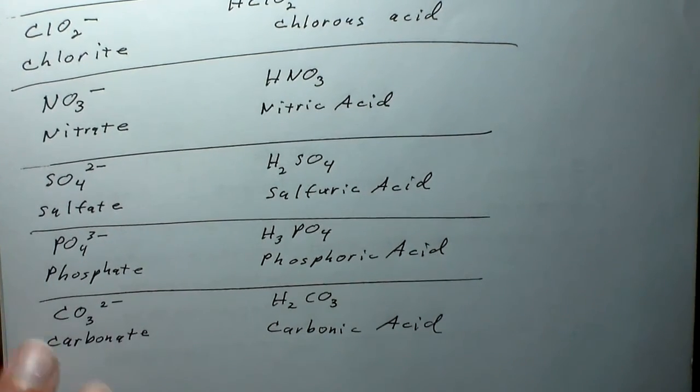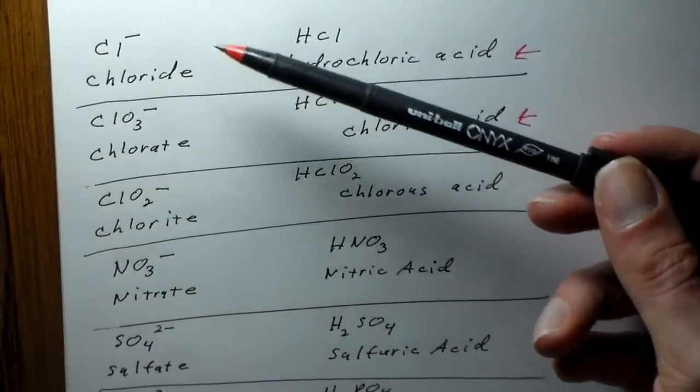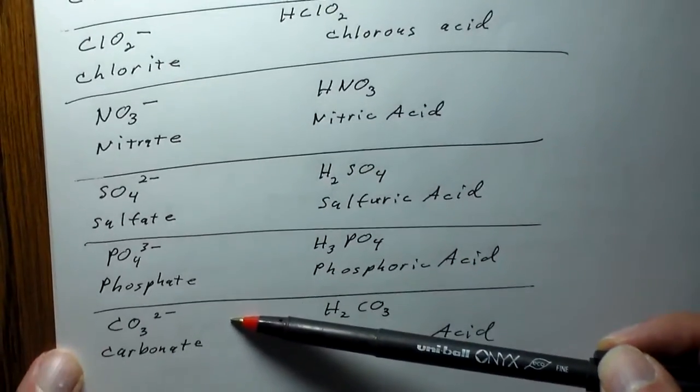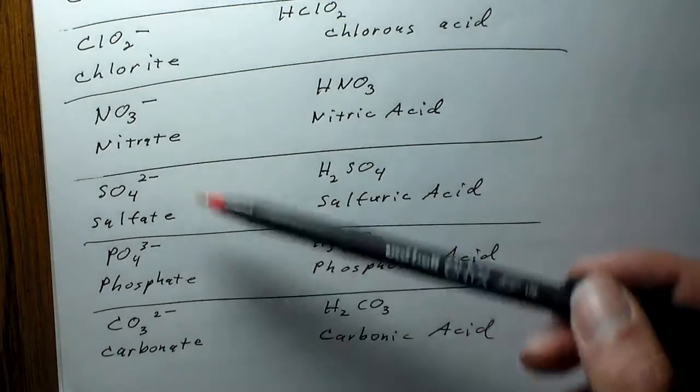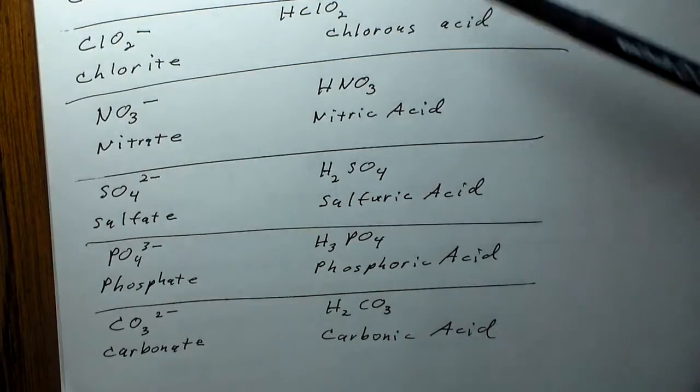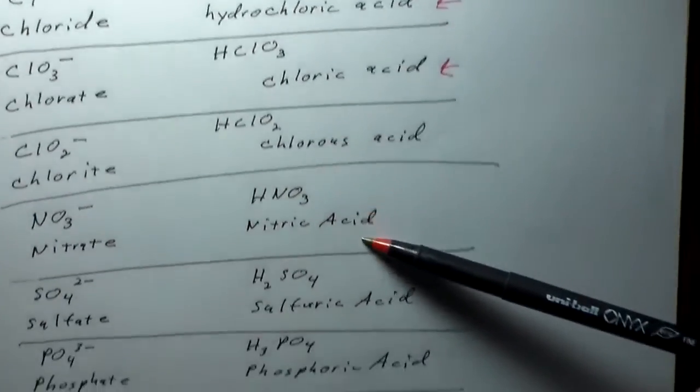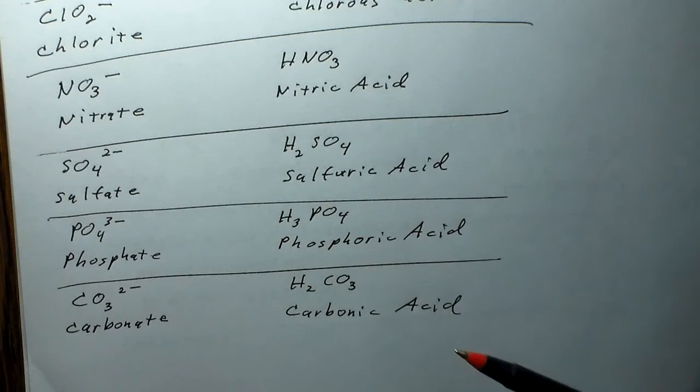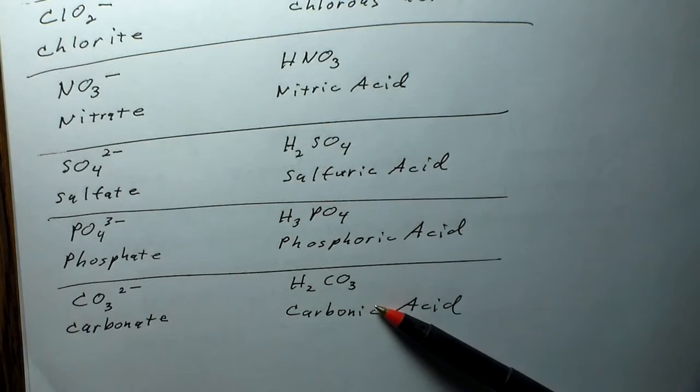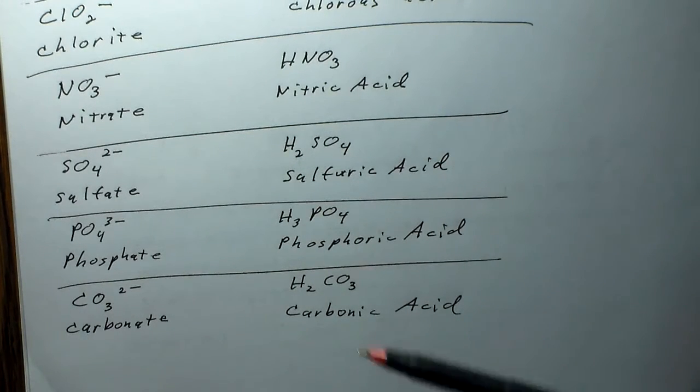One thing to note here: all my anions, everything that we've written out here, these all have charges on them, either -1, -2, or -3. All the acids have no charges on them. These are neutral molecules.